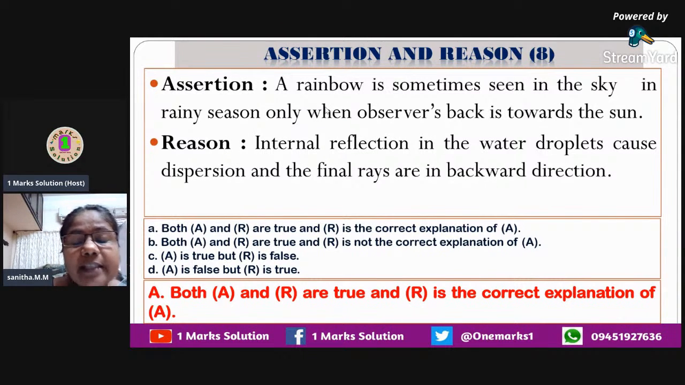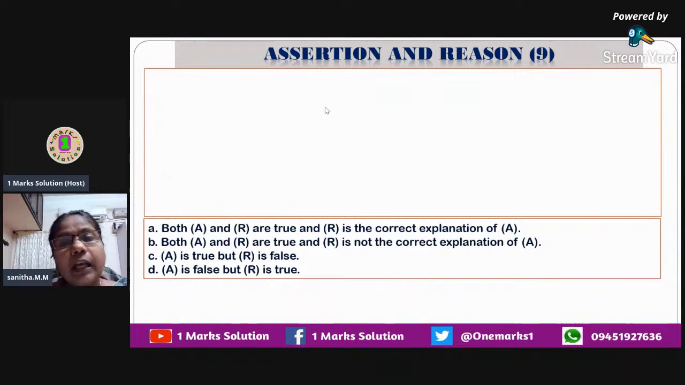If the angle of incidence is more than the critical angle, the light will be reflected back into the same medium. So total internal reflection in the water droplets causes dispersion. Dispersion means the light is split into different colors, and the final rays are in the backward direction. That is why we have to stand with the observer's back towards the sun, and then we will get the rainbow. So here the answer is very simple. Assertion and reason are both true, and the reason is the correct explanation of A.